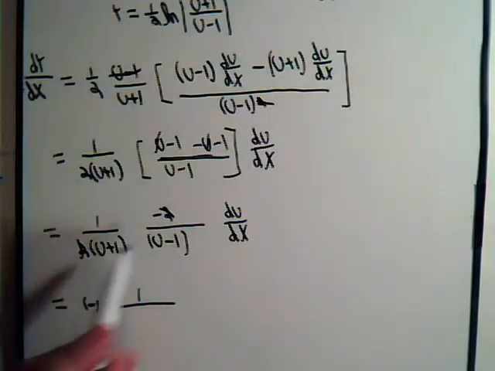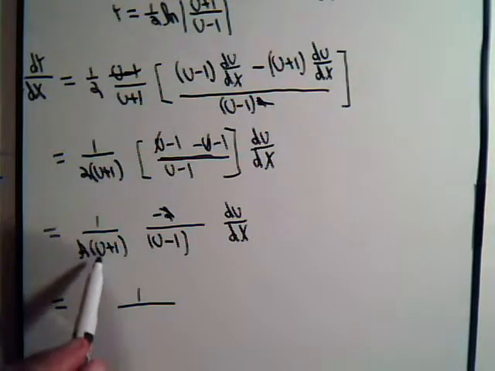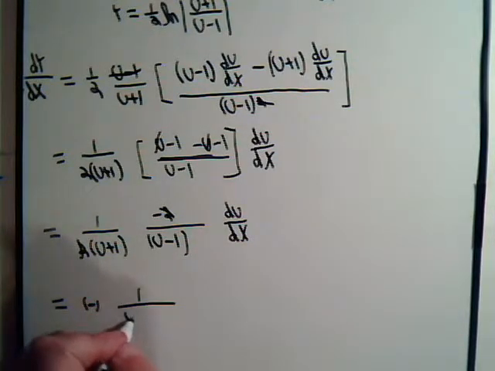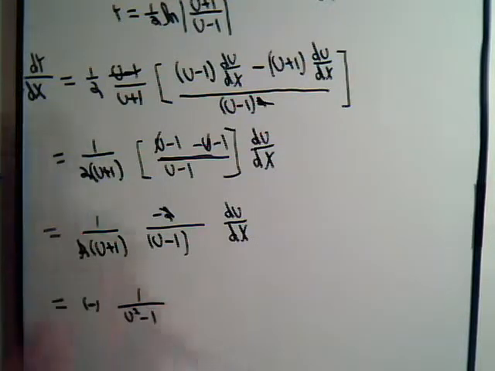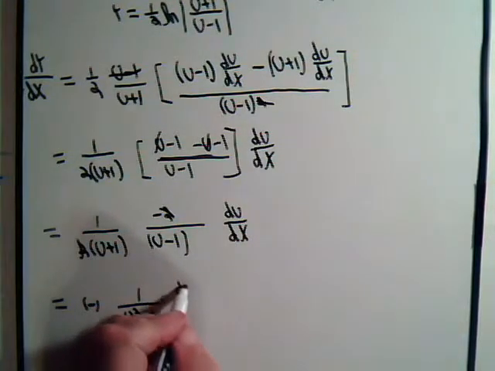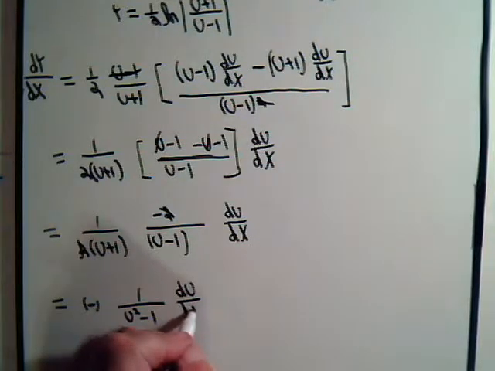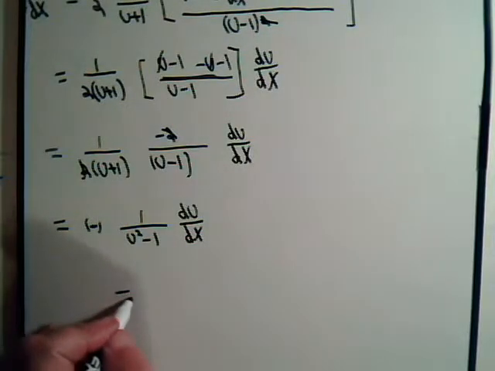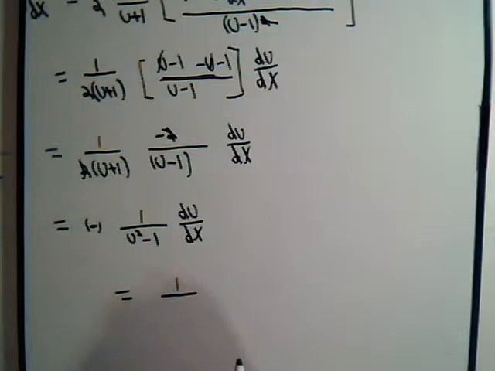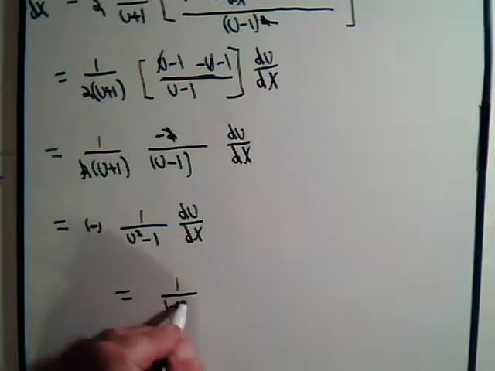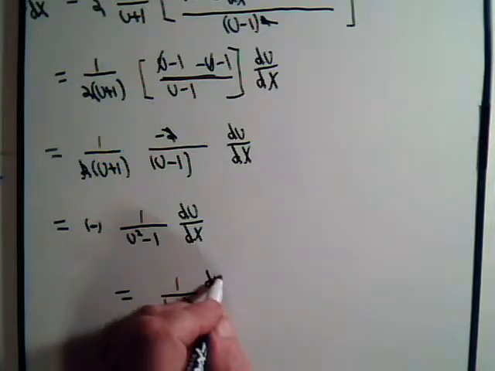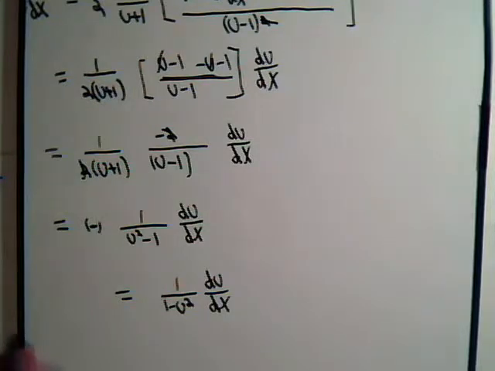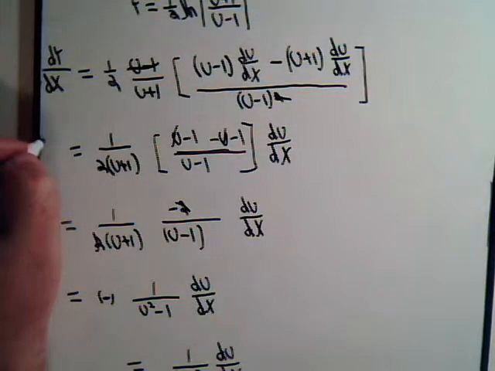So this equals minus 1 over this times this. The 2's cancel. We have a minus sign here from this minus 2, and we have 1 over this times this. So that is u squared minus 1 times du/dx. Or multiplying through by minus 1, this would equal 1 over (1 minus u squared) du/dx. And that is what dy/dx is.